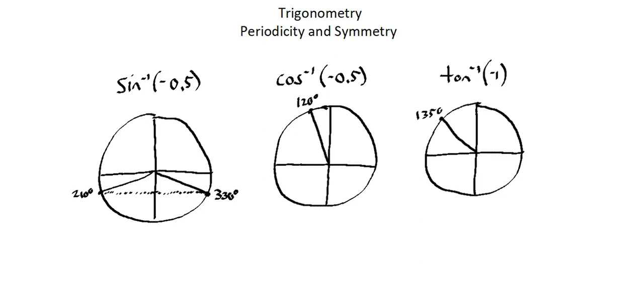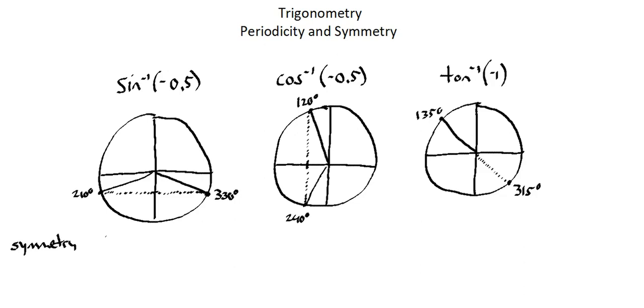In the case of cosine, the negative 0.5 relates to the x-axis, so at negative 0.5 on the x-axis, I can go down to another point on the circle, and this is going to be an angle of 240 degrees. And then for tangent, I cross the circle to get to the point 180 degrees from 135, which will be 315 degrees. This again is the concept of symmetry.